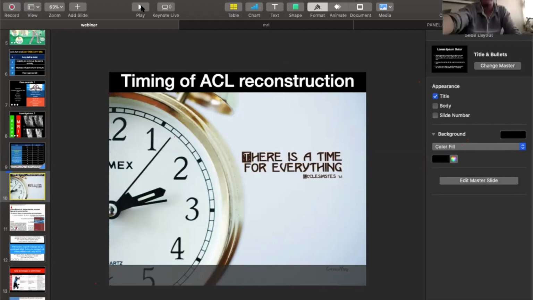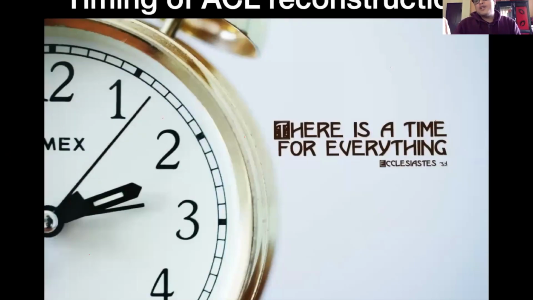I would like to continue with Rajiv, sir. When would you like to do ACL surgery in this case? He is 25 years, active, with a 2-day history, and the patient has severe pain. He cannot bend his knee. Extension is not good.